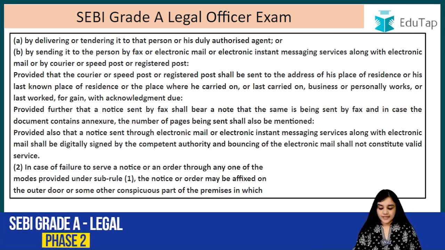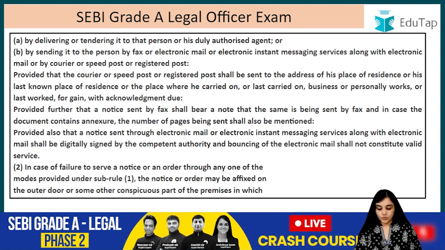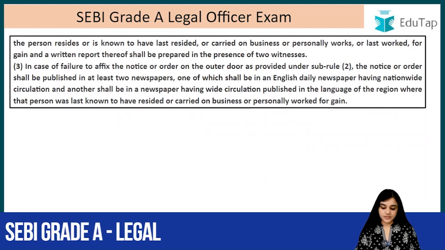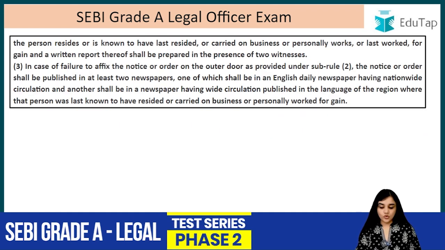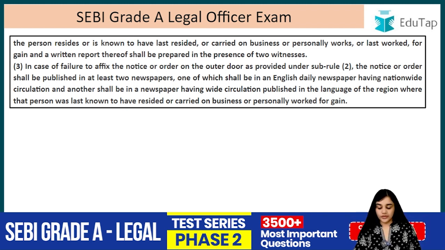In case of the failure of service of notice or order through any of the modes provided in Sub-rule 1, the notice or the order may be affixed on the outer door or some other conspicuous part of the premises in which the person resides or is known to have last resided or carried on business or personally works or last worked for gains, and a written report thereof shall be prepared in the presence of 2 witnesses.